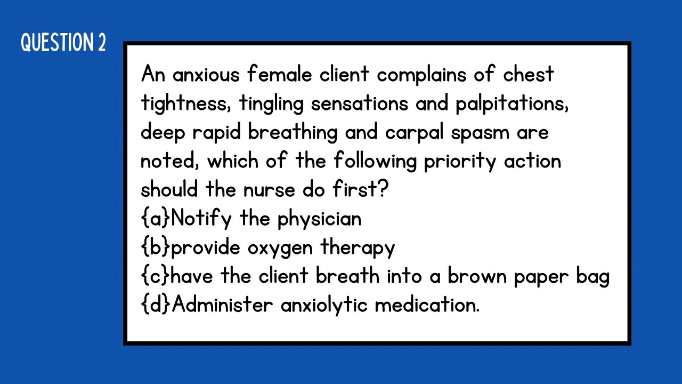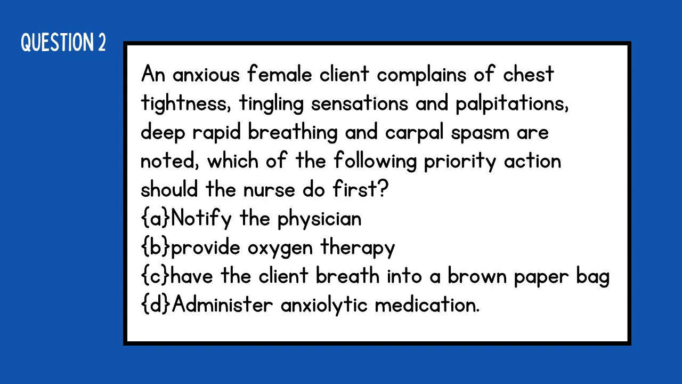A, notify the physician. Should that be the first thing you do when you see the patient is having respiratory alkalosis? Let's hold on to that. Number 2, provide oxygen therapy. Should we administer oxygen to somebody who already has too much oxygen going into the lungs due to deep, rapid breathing? Let's hold on. C, have the client breathe into a brown paper bag. Why should a patient breathe into a brown paper bag? Let's hold on and move on with the other option.